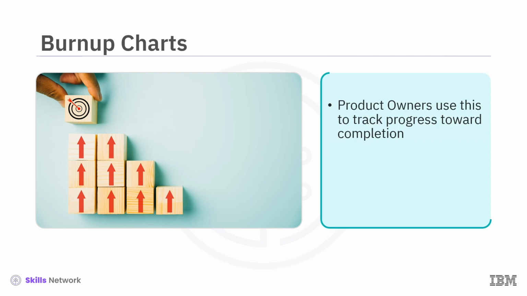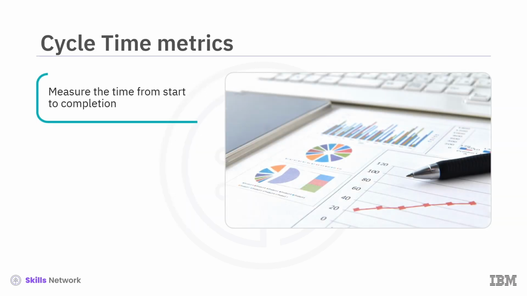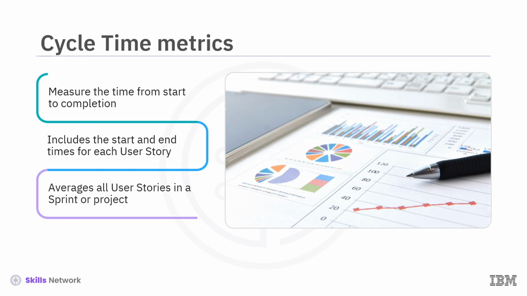Product owners also use burn-up charts to track progress toward completing the overall project scope. The product owner will plot the total story points of a project on the y-axis and show the remaining story points over time, with the x-axis showing days. To measure the time from the start of development to completion, product owners use cycle time metrics. The product owner records the start and end times for each user story and then calculates the duration. The Scrum team can improve the reliability of the metric by averaging all user stories in a sprint or project.